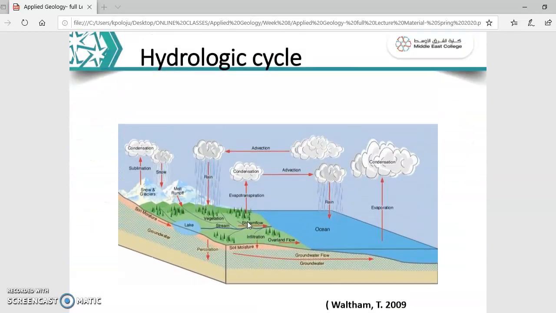And the last topic of today's session is the hydrologic cycle. If you see this diagram, you can understand. These are the plants which lead to transpiration, and from the water it leads to evaporation, and the combination of both evaporation and transpiration is called evapotranspiration, which leads to condensation and then forms into the precipitation called rain. This is a cycle which is called the hydrologic cycle.